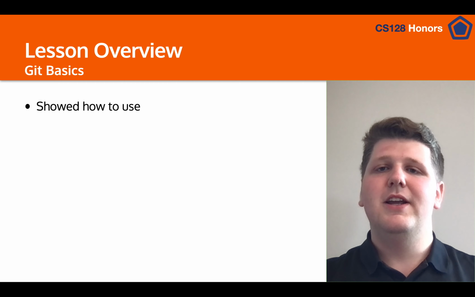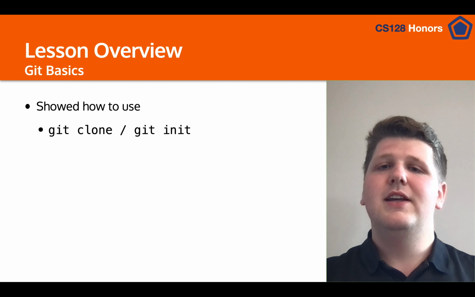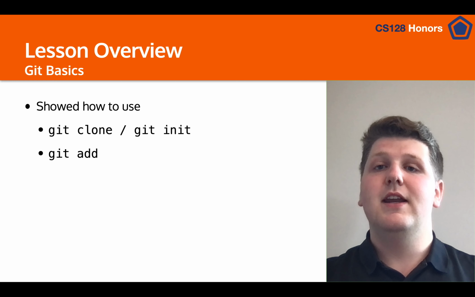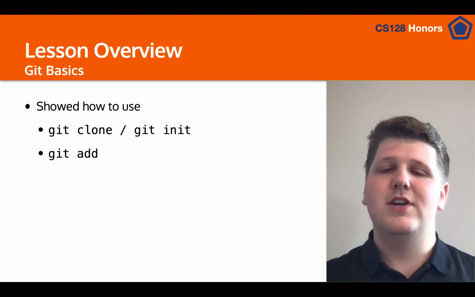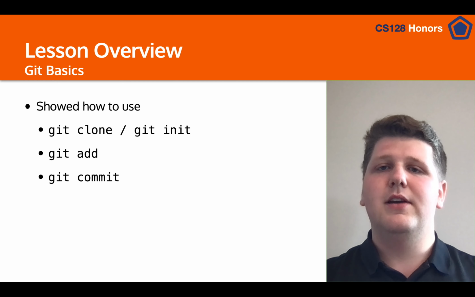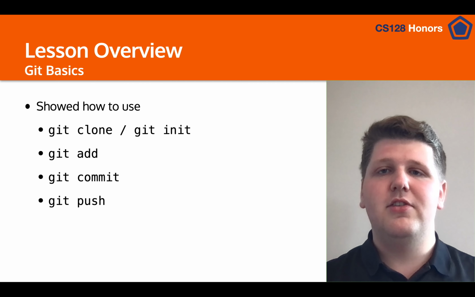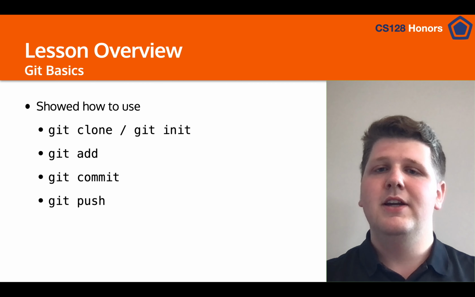So in summary, in this lesson we showed you how to use git clone and git init to make repositories on your device, git add to add your changed files to the staging area, git commit to commit those staged changes into the history, git push to upload those changes to Origin or another remote repository, and then git pull to download any new ones from the remote repository.